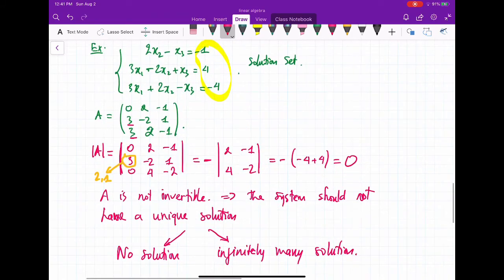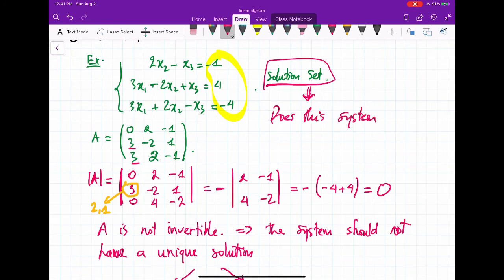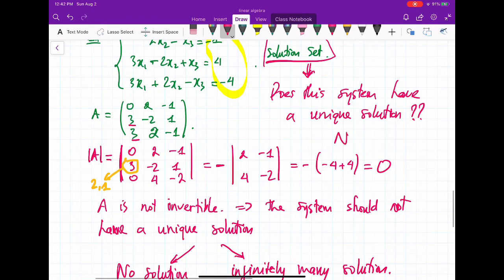But of course, in case they ask us to determine how many solutions this system has, we might continue solving this. But they just ask us about, maybe, the solution set, or maybe they ask us a more specific question. Which of the, does this system have a unique solution, right? So your answer is no, right?